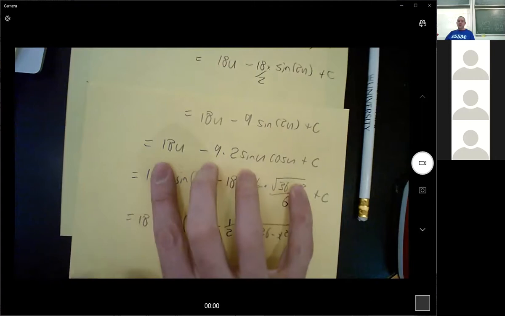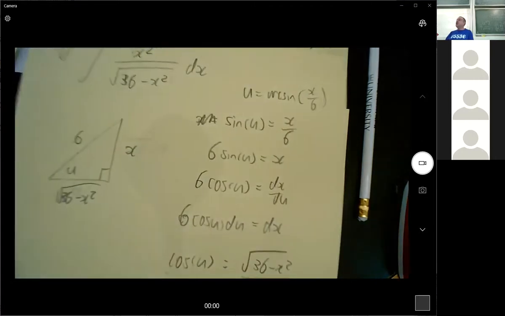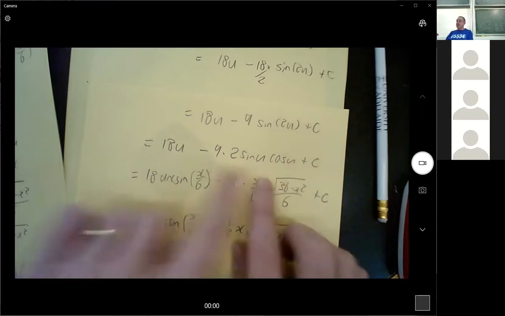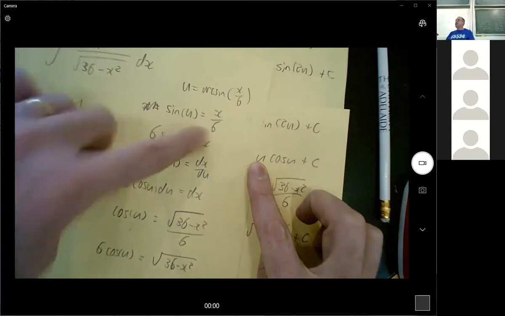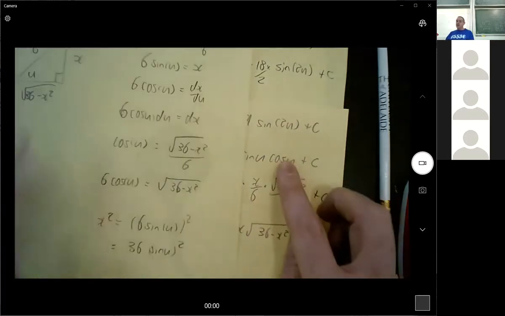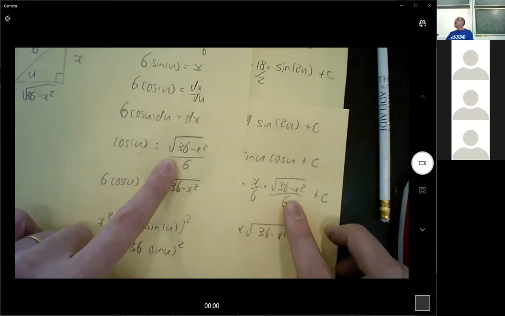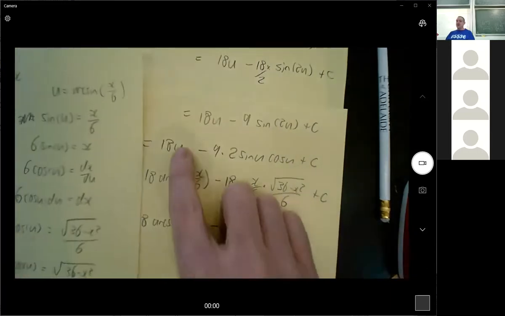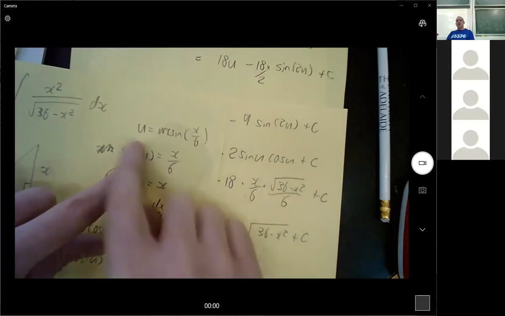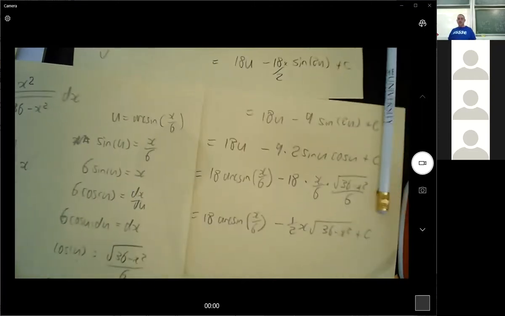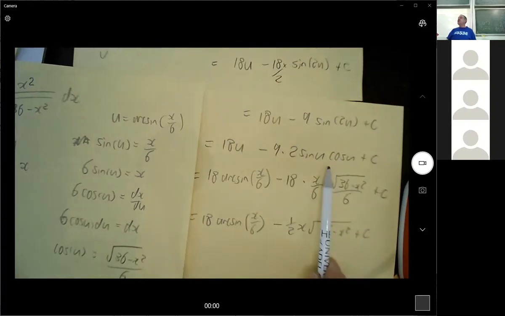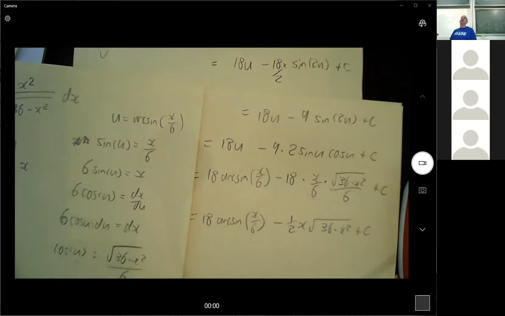So I went looking back on my first page to find these bits. So there's a sine u here. Sine u is x on 6. So I sub that in. And there's a cos u here. It's this, and so I sub that in. And there was a u, but I'm going to have to free the u from the sine and do arc sine. And that's why I did this trig identity, so that I could find the original sine u and cos u from my original first working at the beginning of this.